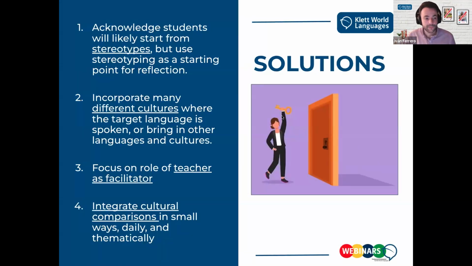What are some of the general solutions that we can provide for that? Well, obviously, we need to acknowledge that a lot of times the students will start around stereotypes and a very basic and not in-depth knowledge about a place, but it can be a great point for self-reflection and say, okay, why do you think like this? Why do you hold this stereotype? Where does this come from? And how can we work towards improving and broaden your mind about this?